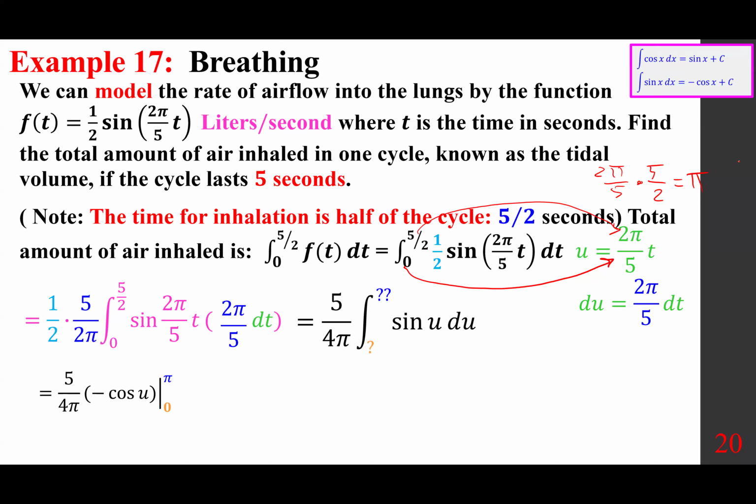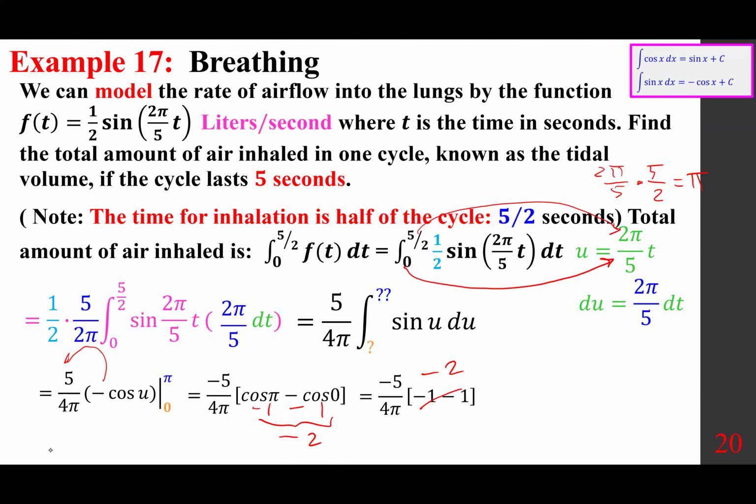Okay. And of course, the integral of sine is minus cosine. So I'm going to take this negative out, make it minus 5 over 4 pi, then cosine of the top, pi, minus cosine of the bottom, 0. And as you know, this is negative 1 minus 1. This is negative 2, everybody. And negative 2 times negative 5 is positive 10, divided by 4. We get 5 over 2 pi.